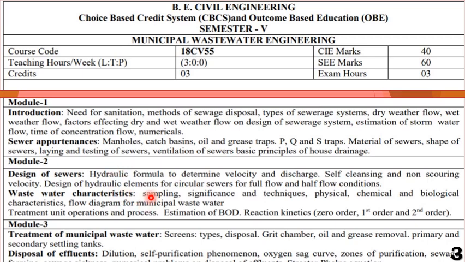Next, we have to go for the quality of wastewater. Afterwards, all these things will be over. Then you have to go for the treatment, the treatment of municipal wastewater. Here one small topic is there: flow diagram for municipal wastewater treatment units, operations and process. This chapter and that chapter coincide, and you will get more advantage. Next, I am going to discuss with the next slide.